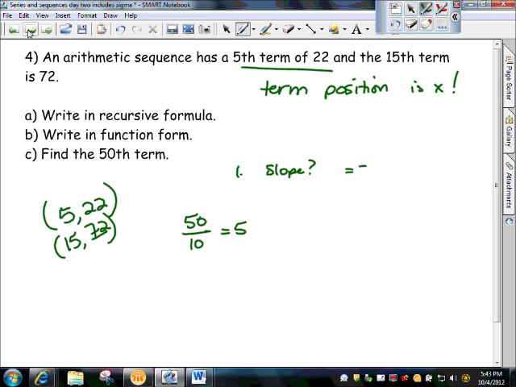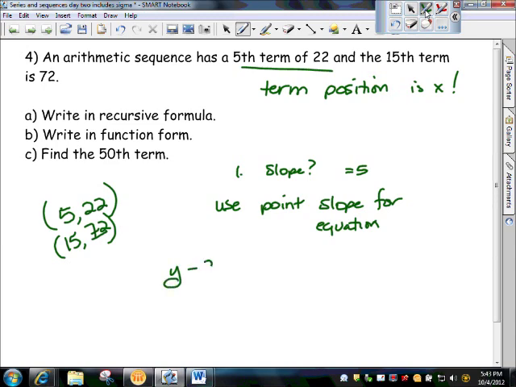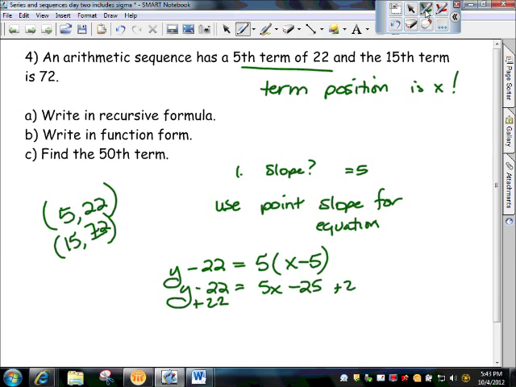Hopefully you're back, and the changes in y were 50 while the changes in x were 10. That gives me a slope of 5. I'm going to put it in point slope. Please do this. You need the practice. So y minus 22 is equal to 5 times x minus 5. Now I just solve for y, right? So let me distribute the 5. 5x minus 25. I add 22 to both sides to isolate the y all by itself, and I get 5x minus 3. And so now I have the function form.